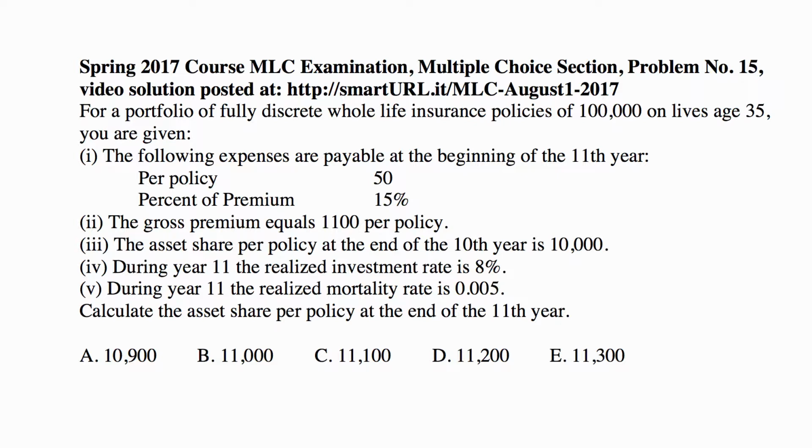During the 11th year, the realized investment rate is 8%. During year 11, the realized mortality rate is 0.005. Calculate the asset share per policy at the end of the 11th year.